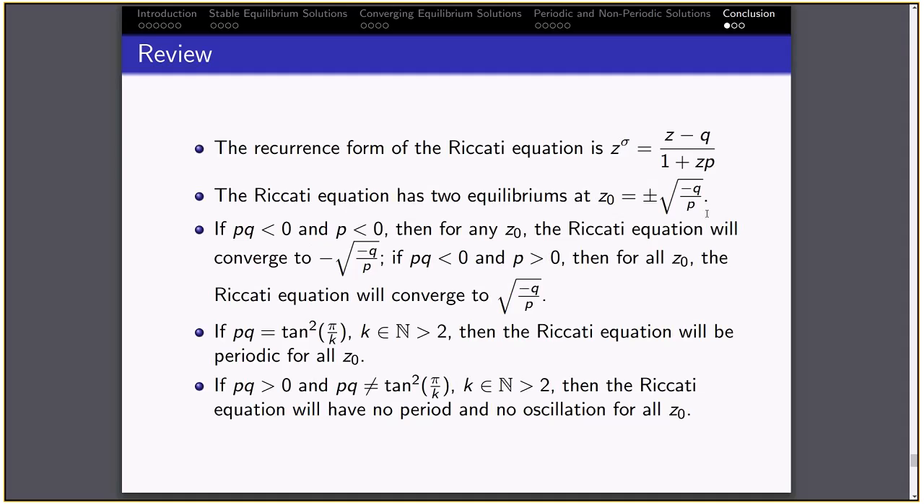What we have done here today is we have derived the discrete version of the Riccati equation, and we have accounted for every possibility of that equation. A review of what we have shown is here on this slide.